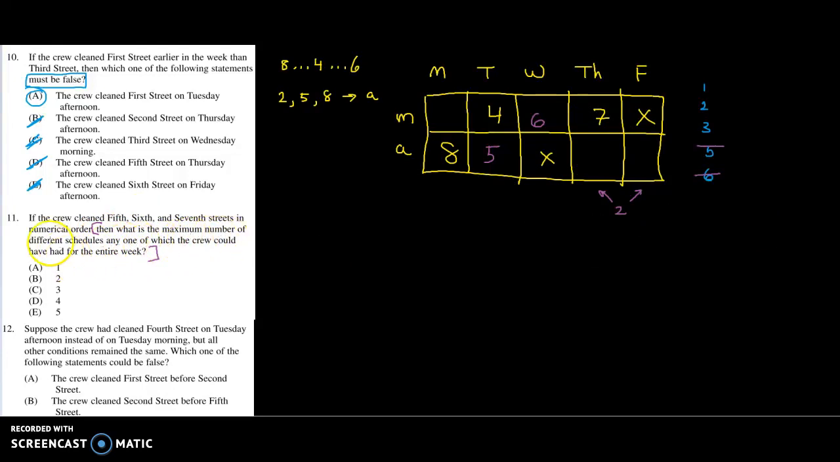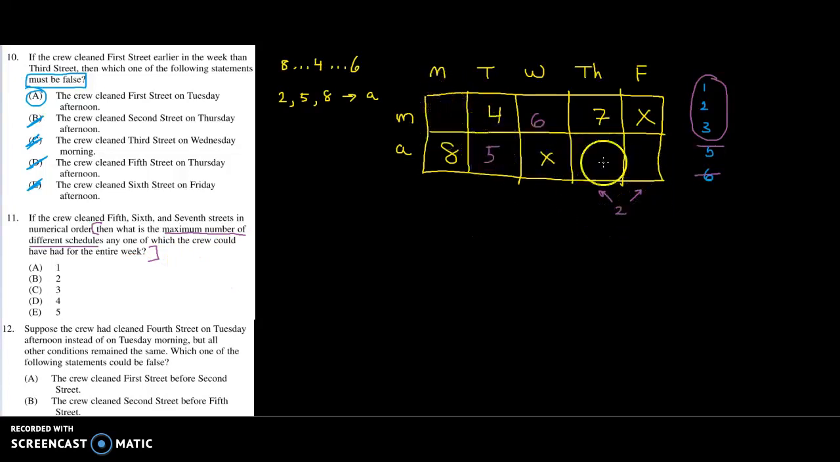What is the maximum number of different schedules, as the British would say, any one of which the crew could have had for the entire week? All right, well, it's a little weird. What this really means, maximum number of different schedules, is really translated to meaning how many different ways can I put these remaining 3 elements in these remaining 3 slots? I know, this is just kind of weird, and again, if your eyes are just glazing over in the test, just skip it, come back to it if need be.